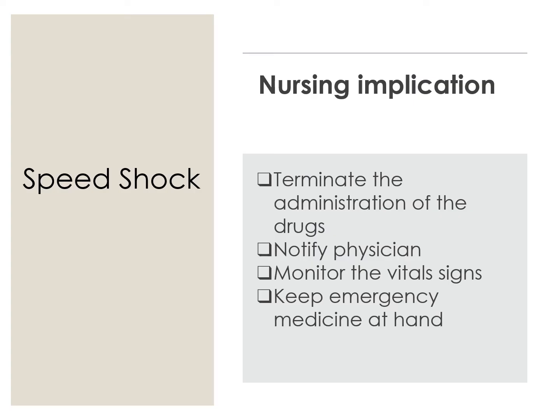So what is your intervention in case speed shock happens? Immediately you have to terminate the medication and notify the physician. Start to monitor vital signs of the patient. Keep all the emergency medicine at hand, and carry out the doctor's orders. And the most important thing, you have to document your notes, observation and the action, and then you can fill in an incident report also.